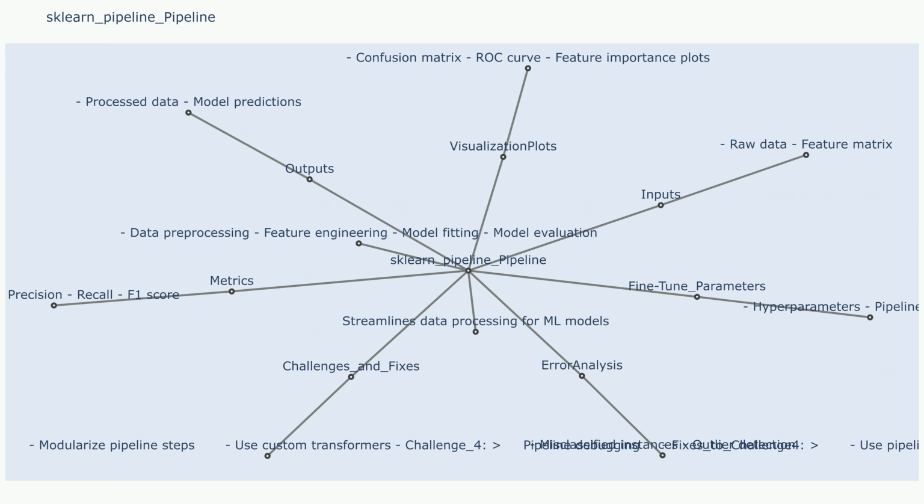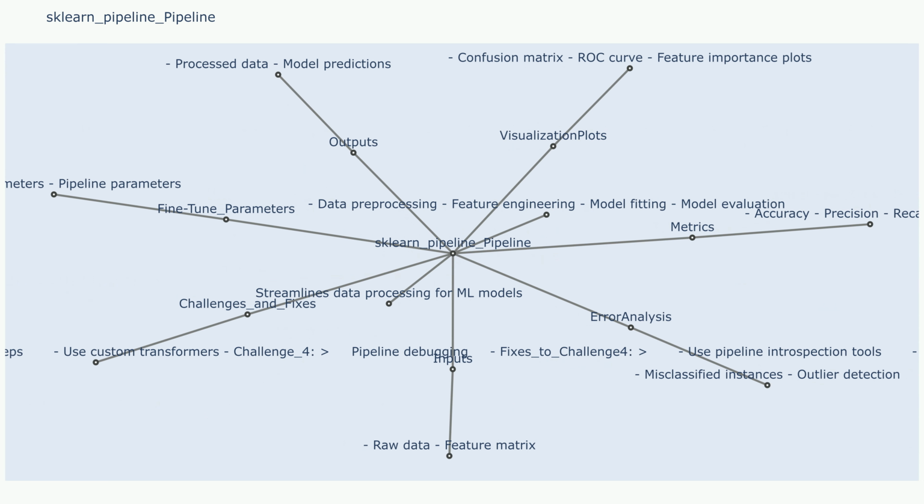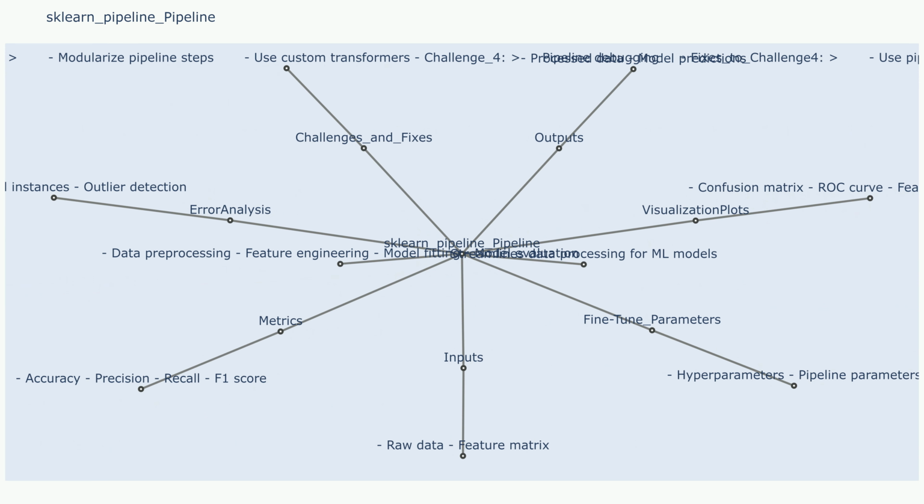Inputs. Data: the input to a pipeline is typically a dataset, usually represented as a NumPy array or a pandas DataFrame, containing features and labels for supervised learning. Estimators: pipelines are composed of multiple estimators, which can include transformers, feature extractors, and/or models. These estimators are specified as steps within the pipeline.